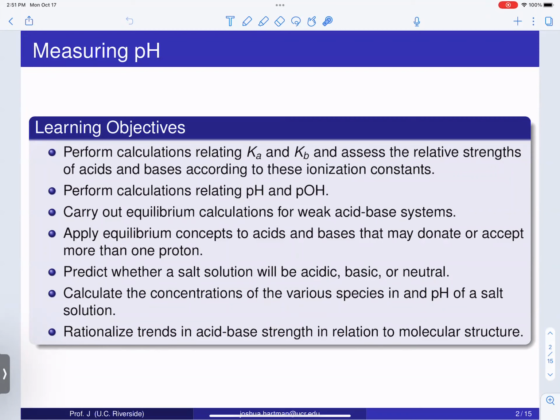And then finally, we're probably going to cover these first 4 bullet points in this first video. And then in our next lecture, we'll jump into how we can predict salt solutions and some more advanced calculations there. All right, so let's go ahead and jump in to our first learning objective.